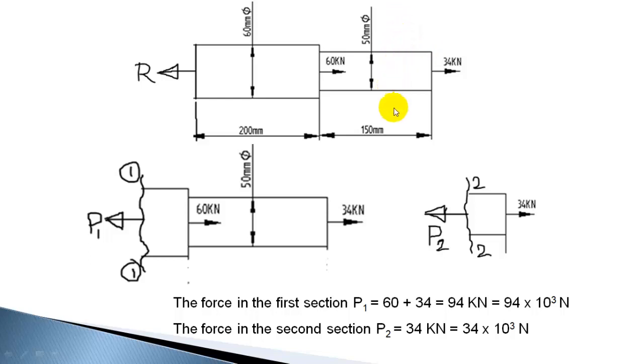Similarly, in the second section, you take a section, consider only the right side, whatever forces are there. So you have only one force and it is acting towards right, so you can take it as positive. Acting towards right means it's a pull. I am giving it in a simplified way to calculate. So that means 34 kilonewton, 34 into 10 raised to 3 newton. And it is once again positive, means it's tensile force. So this is the easiest way to find the internal forces in each section.